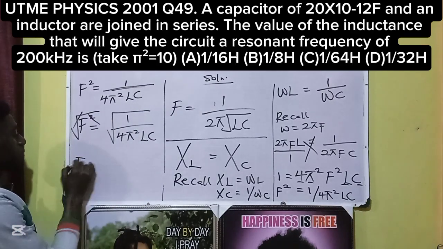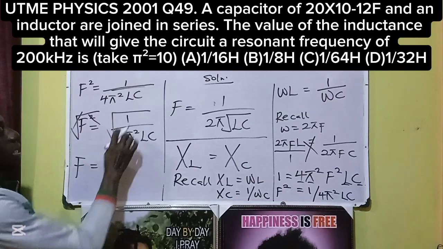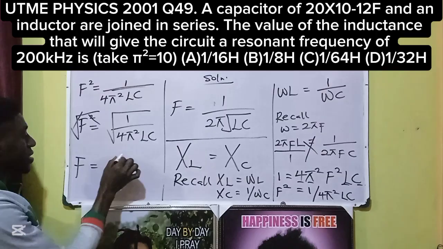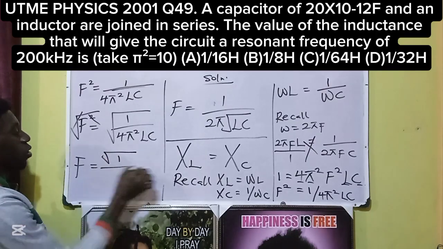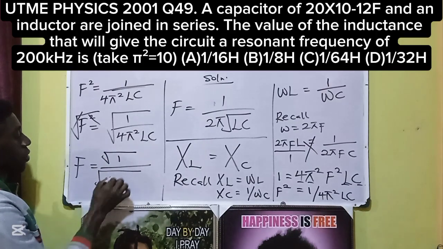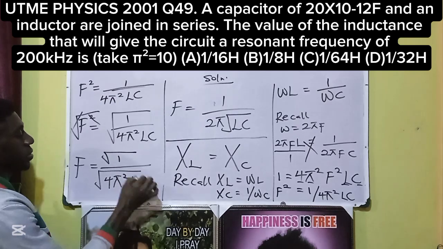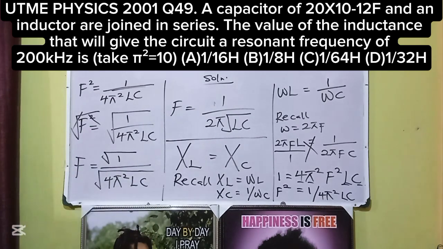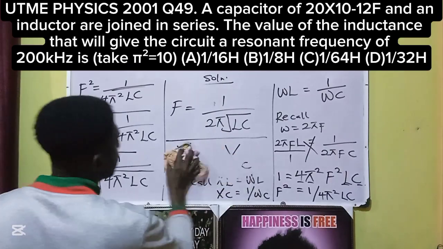I'm now left with F equal to, then the rule of third says, when you have this type of arrangement, it's the same thing as the square root of the numerator over the square root of the denominator: 4 pi square LC. This is the rule of third. Then we'll continue from here.